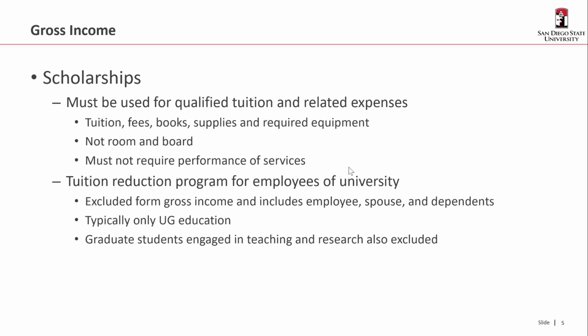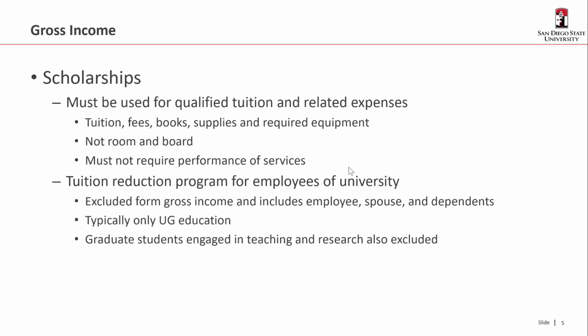Scholarships are excluded. I know students really love that, but it must be used for qualified tuition and related expenses. So tuition, fees, books, supplies, required equipment. Room and board does not qualify, and it must not require any performance of services. So, for example, you can't come with a handcuff that says, hey, you've got to work in the cafeteria to get it. No, that's not permitted.